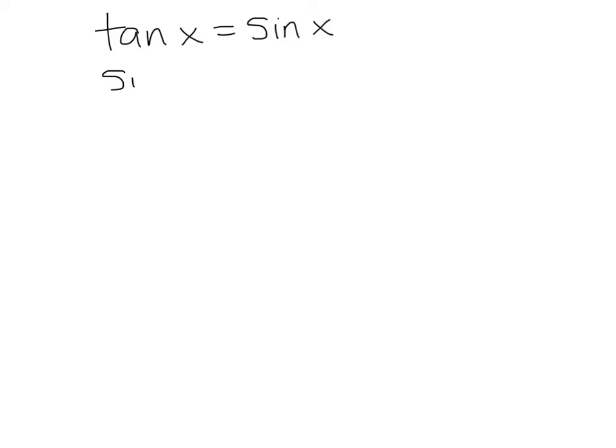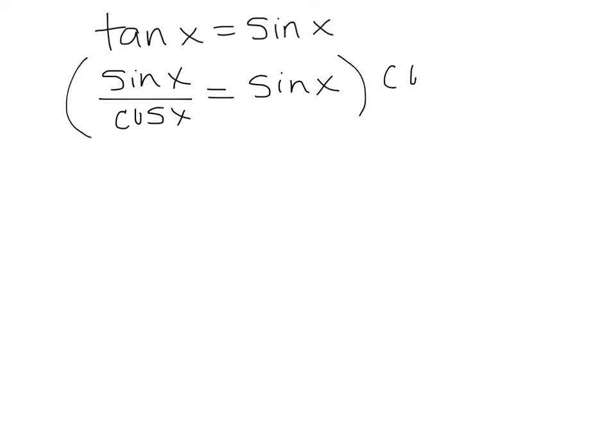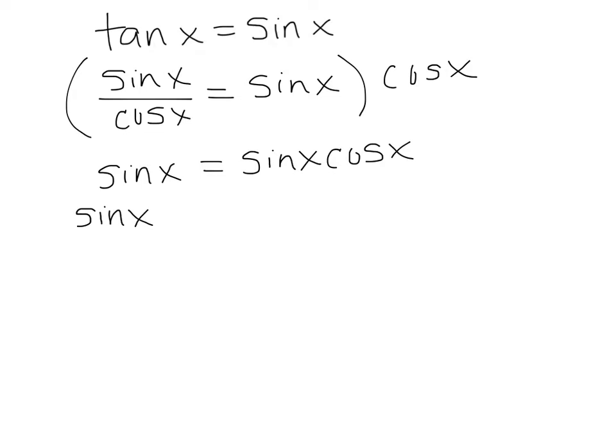Tangent of x is sine x over cosine x. This is then equal to sine x. At this point, let's clear the fraction by multiplying this entire equation by cosine x. When cosine x multiplies the term on the left, the cosines cancel, and you end up with sine of x. On the right-hand side, you get sine x times cosine x. Now, if I take the sine x cosine x and bring it to the left side, I can set the equation equal to 0. I then have sine of x minus sine x cosine x equals 0.